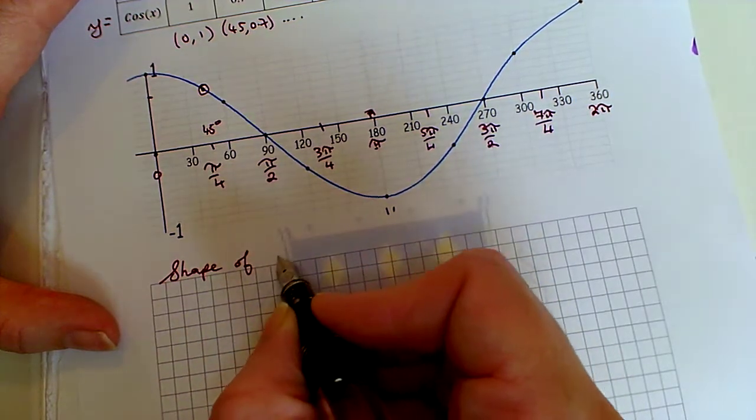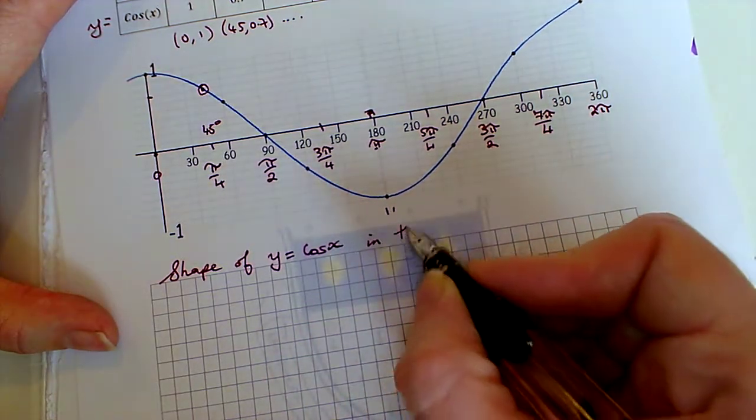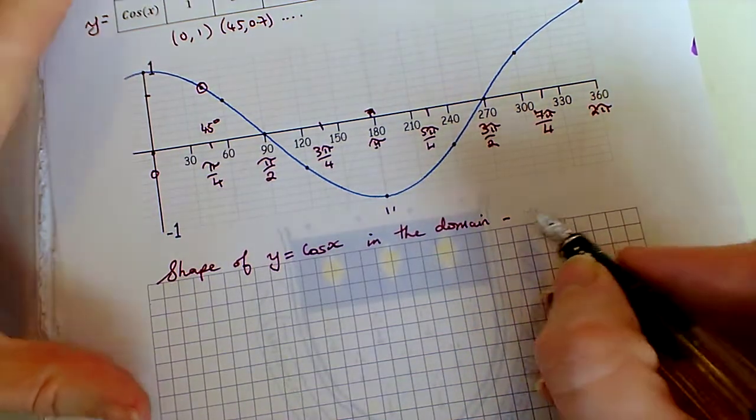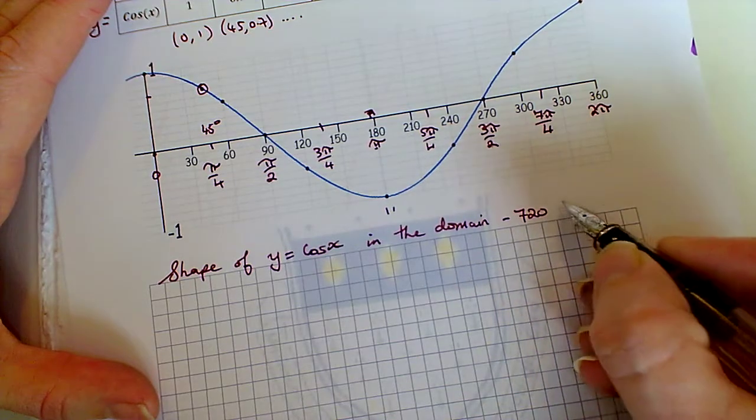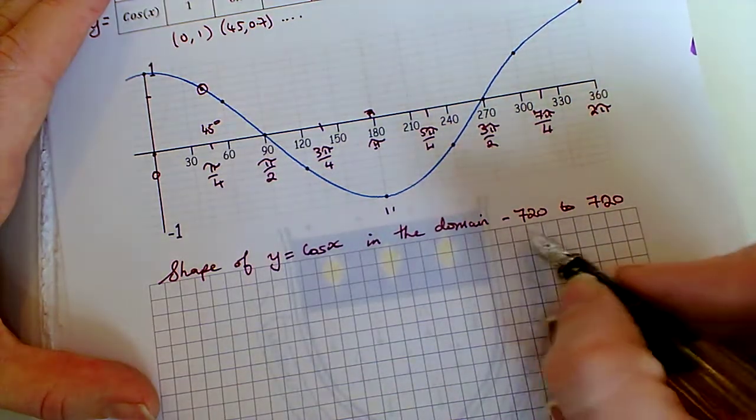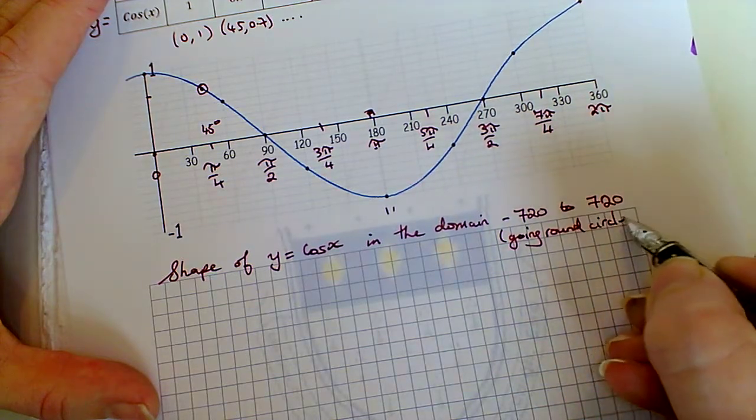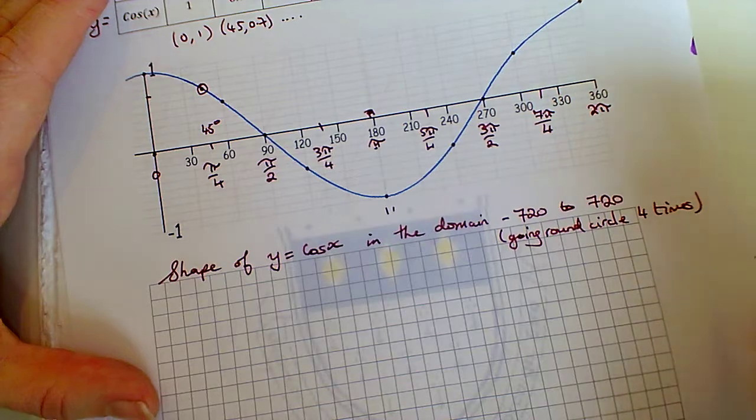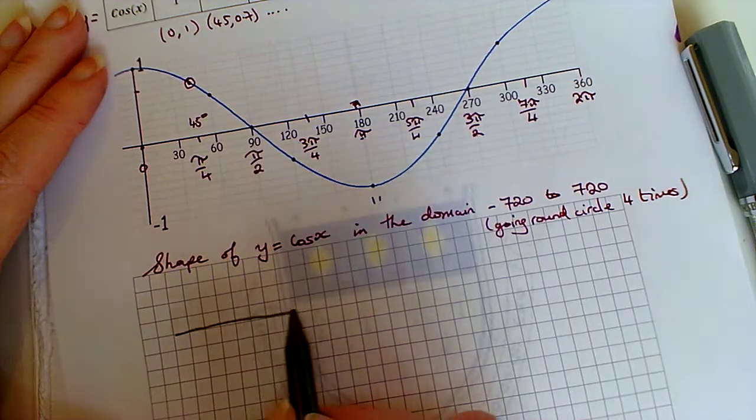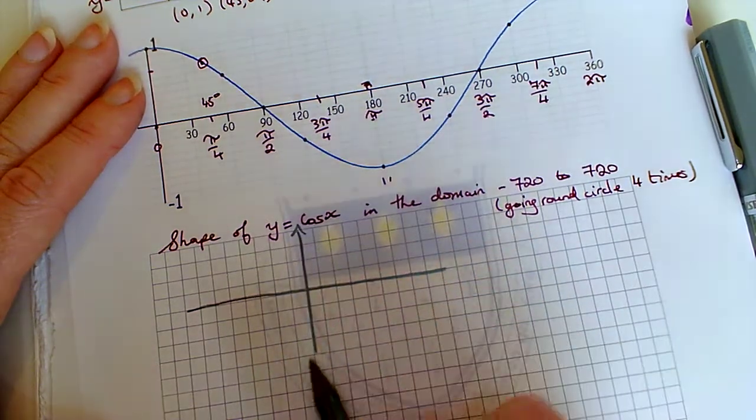Let's look at the shape of the graph of cosine of x. Y equals cos x is how we write it because it's a function in the domain minus 720 to plus 720. And what this represents is going around the circle 4 times. And I'm not going to do an input-output table for this. I just want to do a sketch, a very quick sketch. I'm not even going to use a ruler. I want you to get the idea of what's happening.